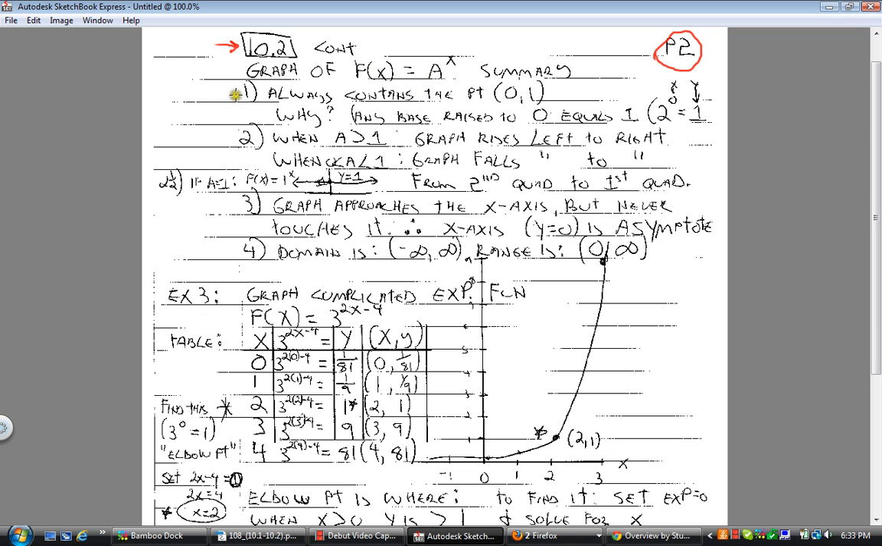We concluded a couple of things from the previous page 1 of our notes. It will always contain the point 0, comma 1. Think of that as the turning point, or the elbow point is my nickname for it. Next, when the base a was greater than 1, the graph rises left to right. You can think of that as growth. That's an exponential growth graph. When a is between 0 and 1, which means it's a fraction, the graph falls. Think of that as decay.